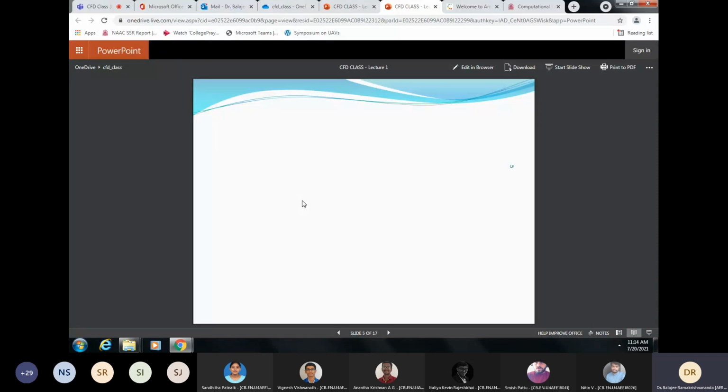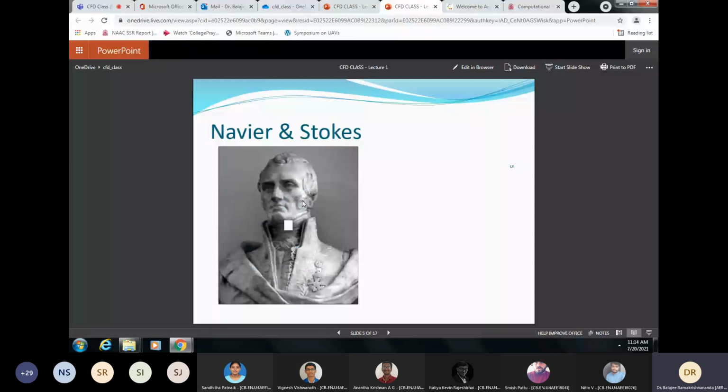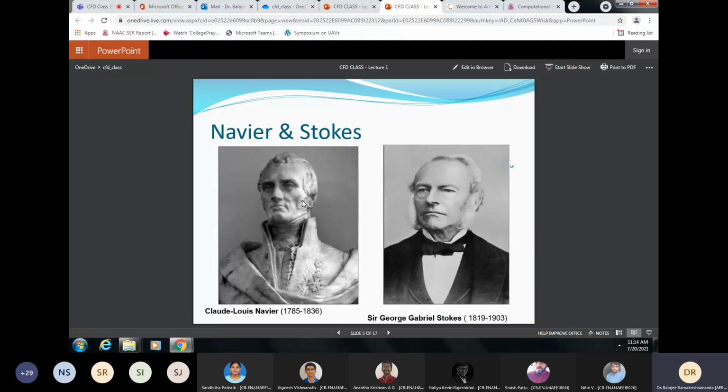Okay, so now we start with the photo of the great people. These are the founding fathers of fluid mechanics. So we take their blessings before we start. Claude-Louis Navier and Sir George Gabriel Stokes. What are they famous for? For the Navier-Stokes equations. Okay, the correctly formulated equations, which are being used even today. Salutations to them. Let's go on with the course.